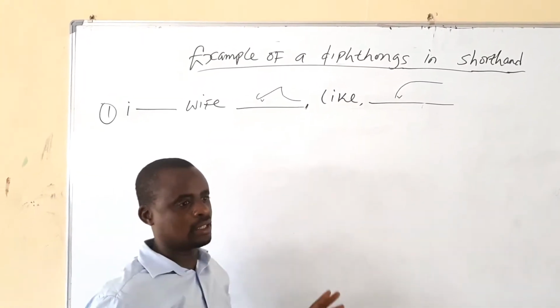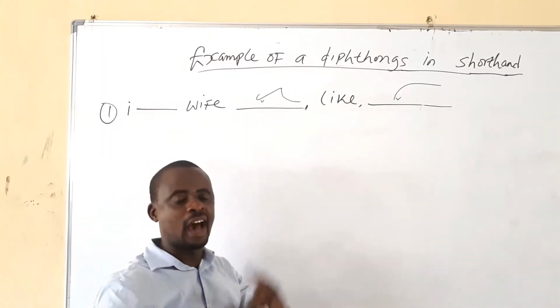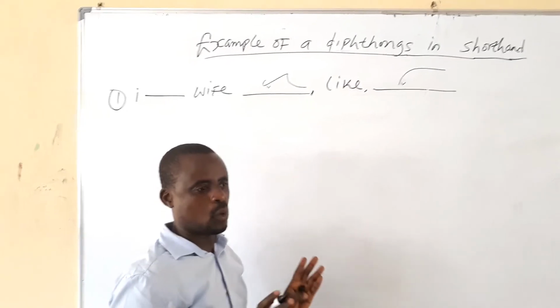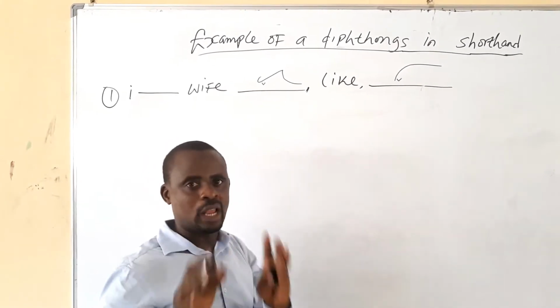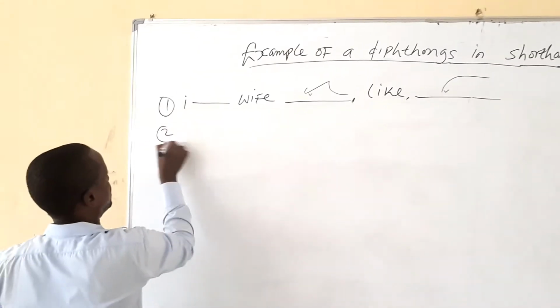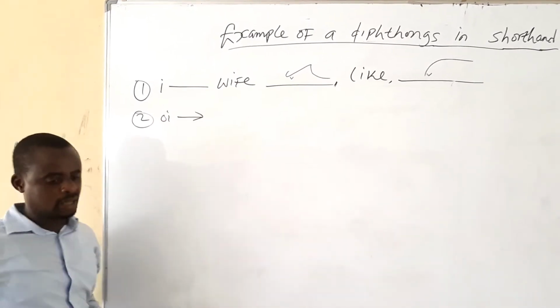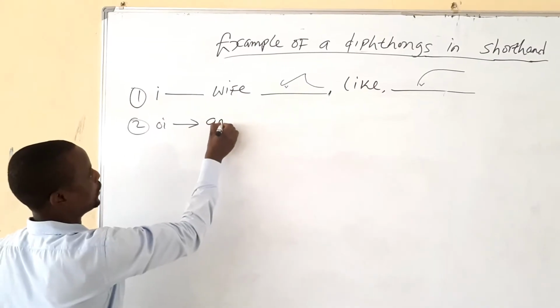We have so many examples like, my, admire. All these words we have, whenever you have I in a word, it is a diphthong and the outline should be above the line. Number two, let us go to number two. Then we have OI. Now we said, let us say annoy.